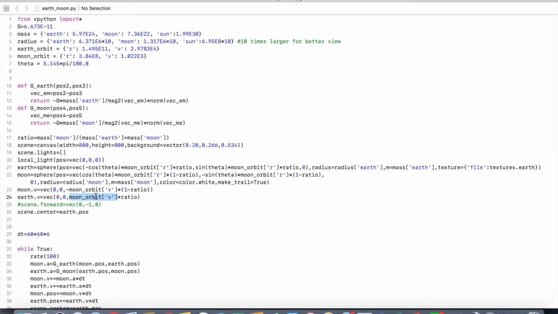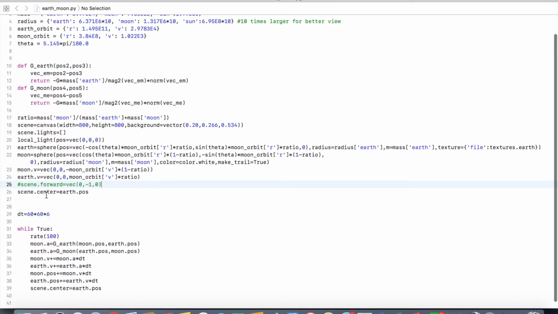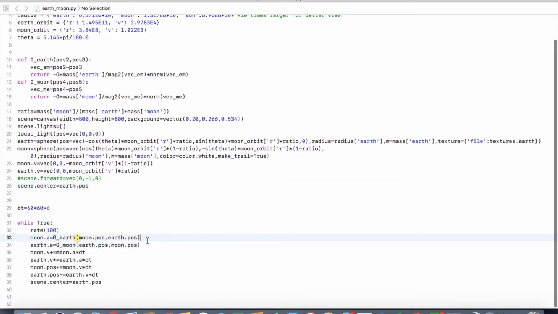I multiply the moon's orbit velocity by a ratio or 1 minus ratio. This will allow the moon's and the Earth's relative velocity to still be the moon's orbital velocity, and their momentum will be 0, so they won't be moving toward the negative z direction. Okay, and this one right here, scene center Earth position, it will set the scene center at the Earth position, literally. So now we are going to move on to the while loop.